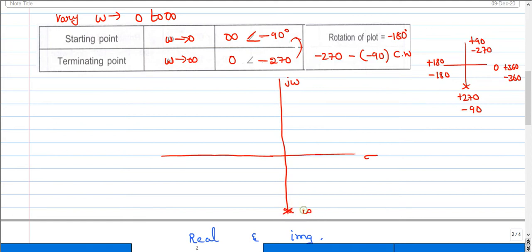So this is infinity as a starting point, and you can see the terminating point when I substitute infinity is 0. So when you get magnitude as 0, you need not check the angle. So straight away you substitute. So it will be the origin 0. That is done. Now if you see the total sweep, that is minus 180 degree. Okay, so it has minus 180 degree in clockwise direction.